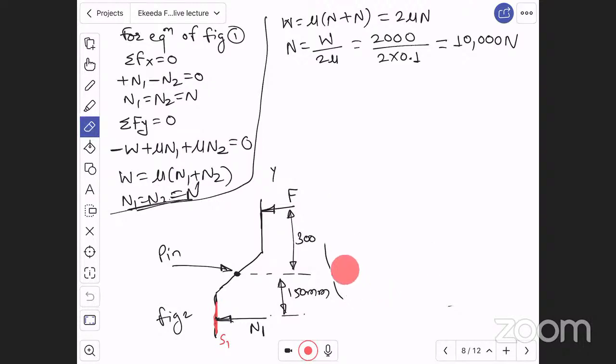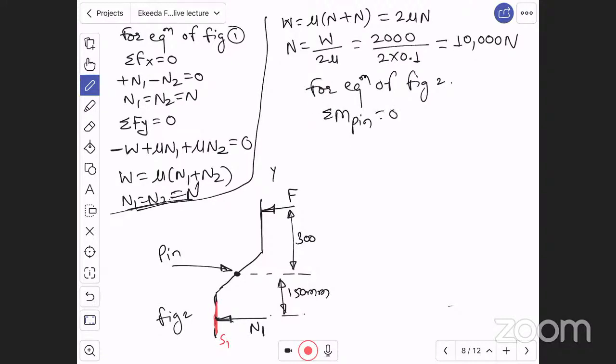For equilibrium of figure 2, can I write, for equilibrium of figure 2, summation of moment about pin is equal to 0. Summation of moment about pin must be equal to 0.